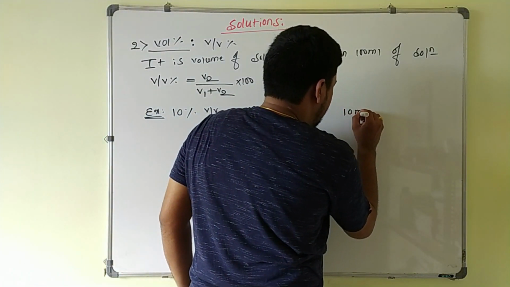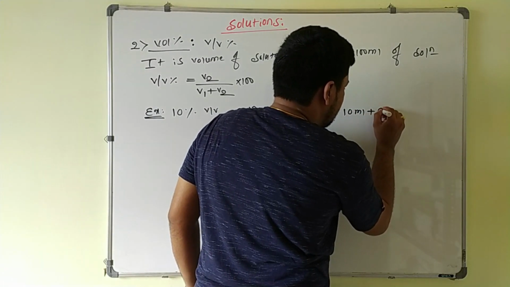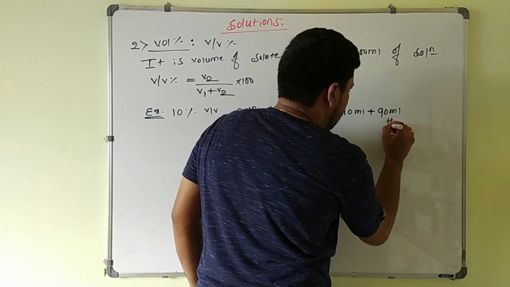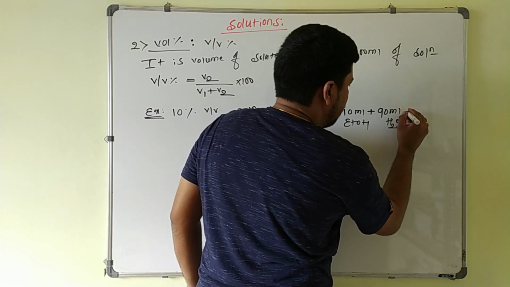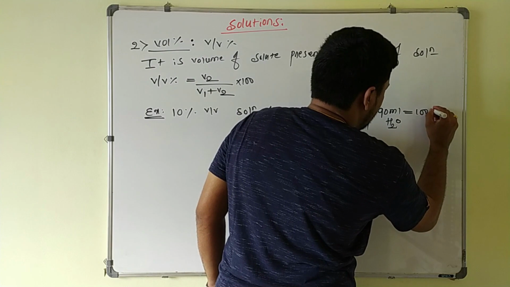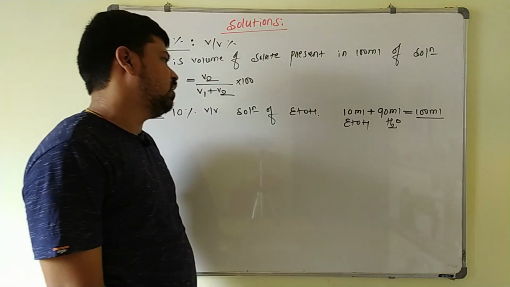That is 10 ml of ethyl alcohol is present in the 90 ml of water. This is 10 ml of ethyl alcohol. These two are combined together to make up as 100 ml of the solution.